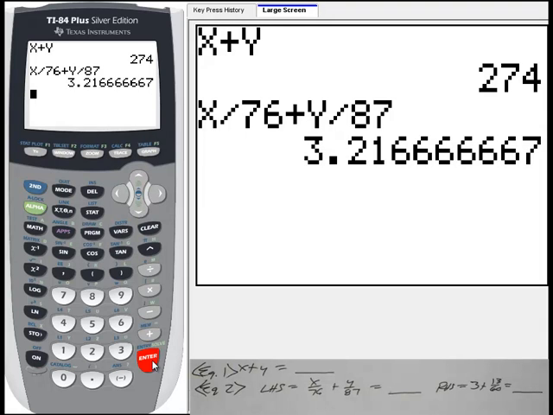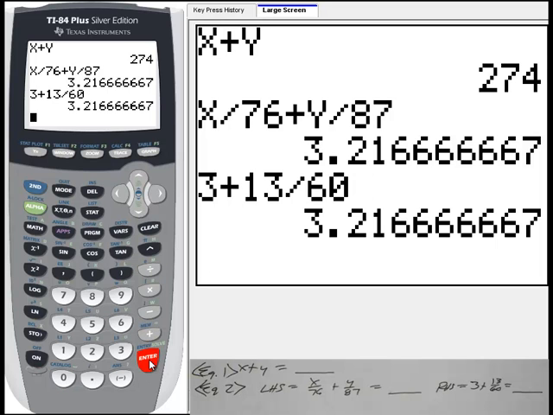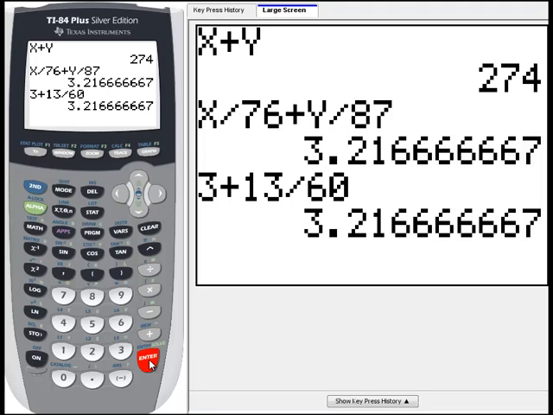Let's get the right-hand side as a decimal. So 3 plus 13 divided by 60. Okay, they're equal. Looks good. Let's put this on paper.